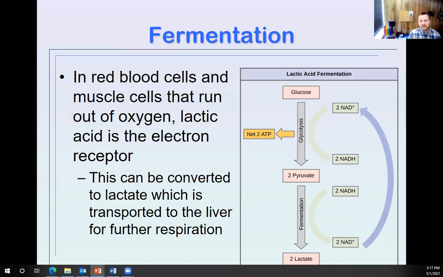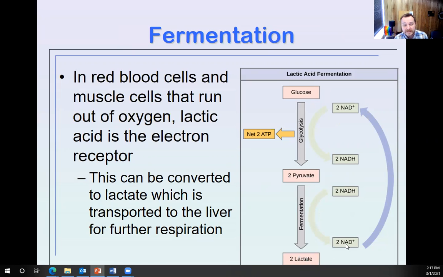In red blood cells, as we said, there's no mitochondria, and also in muscle cells. They consume a lot of oxygen, they need a lot of energy, and when they run out of that oxygen, they can't then put the results of glycolysis into the citric acid cycle because there's no oxygen to drive that process anymore. So what do they do? Well, they can convert this pyruvate, putting the energy off of this NADH back into the pyruvate, and convert it to lactate or lactic acid.